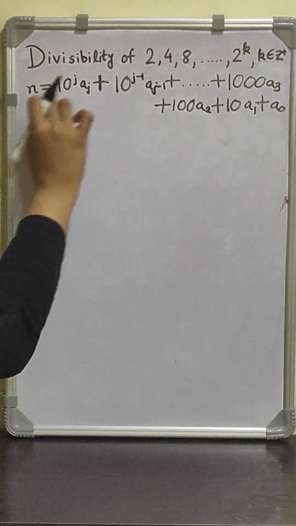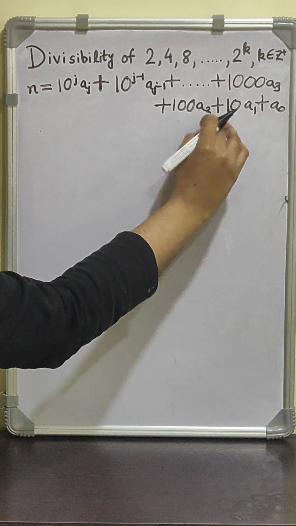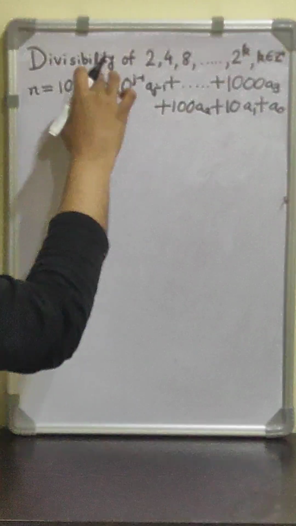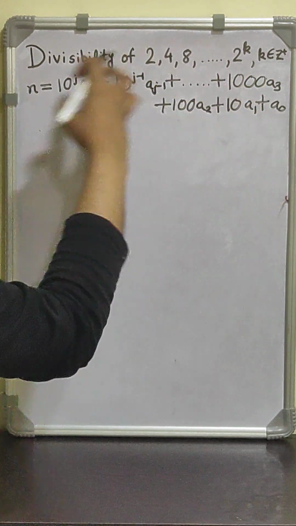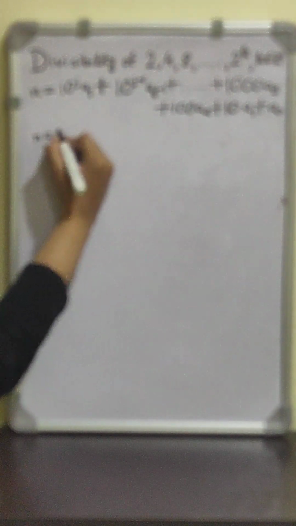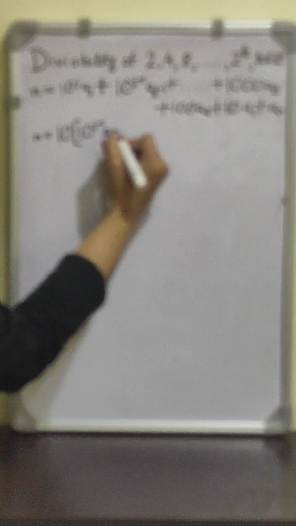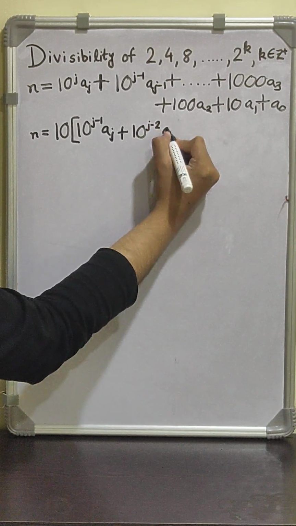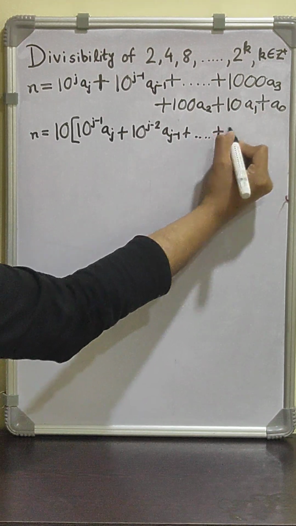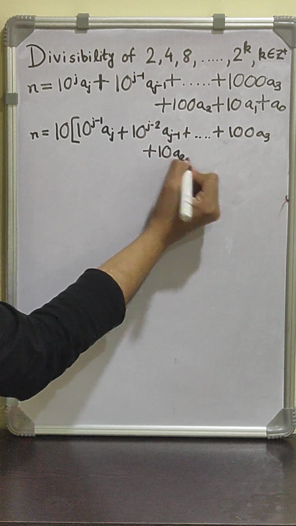Now I'm interested to know what types of n are divisible, or if I can look at the digits of n and understand the divisibility just by looking at digits, without really doing the whole division for a large number, that becomes much easier. So I will start with writing n in different forms. We'll take 10 outside as a factor. This becomes 10 raised to the power j minus 1 and j minus 2, and 100 a3 plus 10 a2 plus a1.